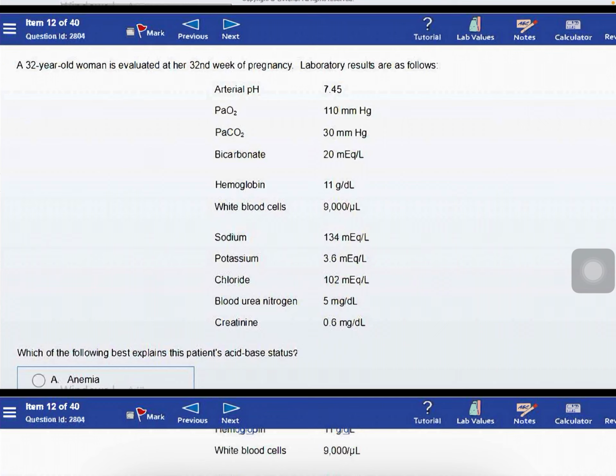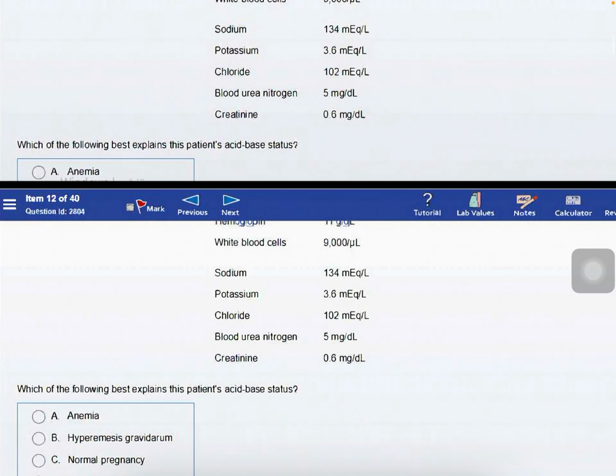Here we have another question with a very short stem, which stated that a 32-year-old woman is evaluated at her 32nd week of pregnancy. Laboratory results are as follows: arterial pH is 7.45. Partial pressure of oxygen is 110 mm of Hg. Partial pressure of carbon dioxide 30 mm of Hg. Bicarb 20 milliequivalent per liter. Hemoglobin 11 gram per deciliter. White blood cell count is 9000. Sodium 134. Potassium 3.6. Chloride 102. Blood urea nitrogen 5 mg per deciliter. Creatinine 0.6 mg per deciliter.